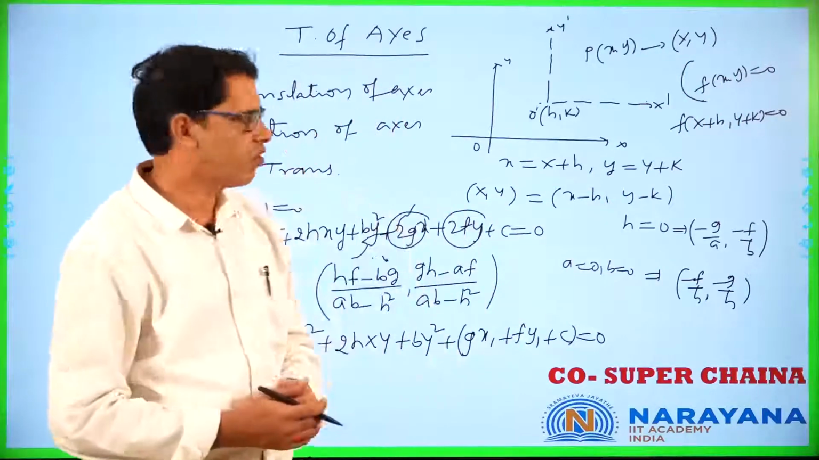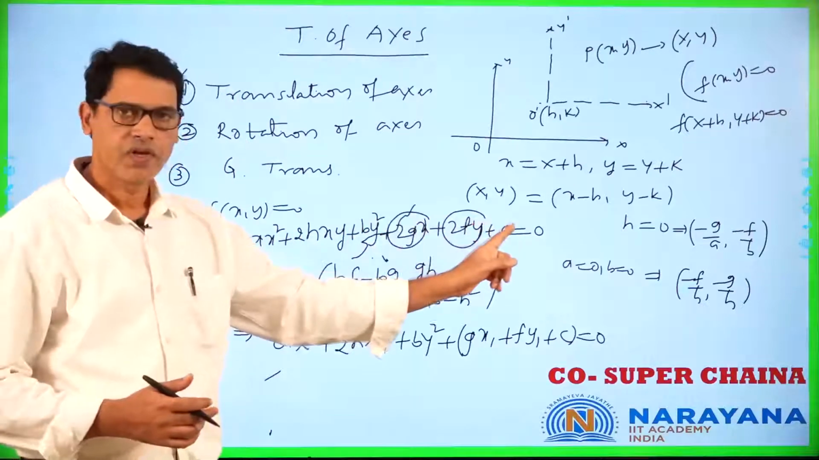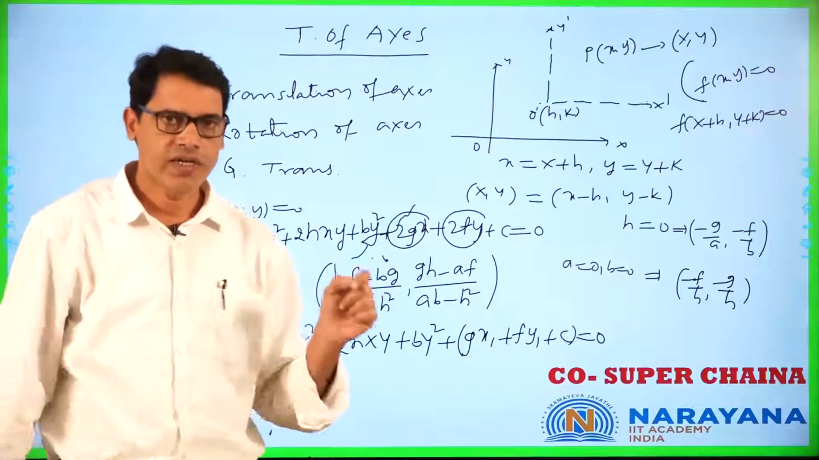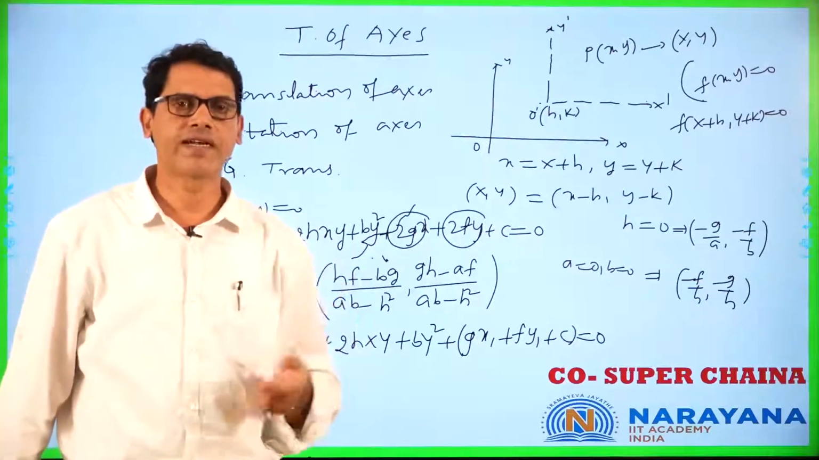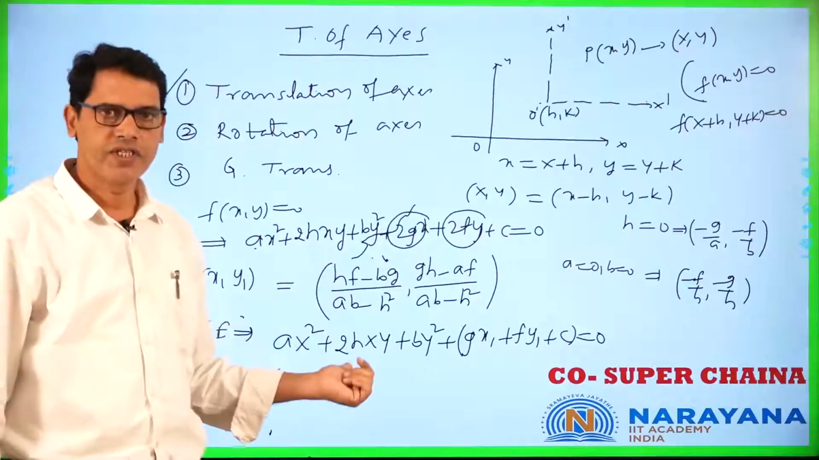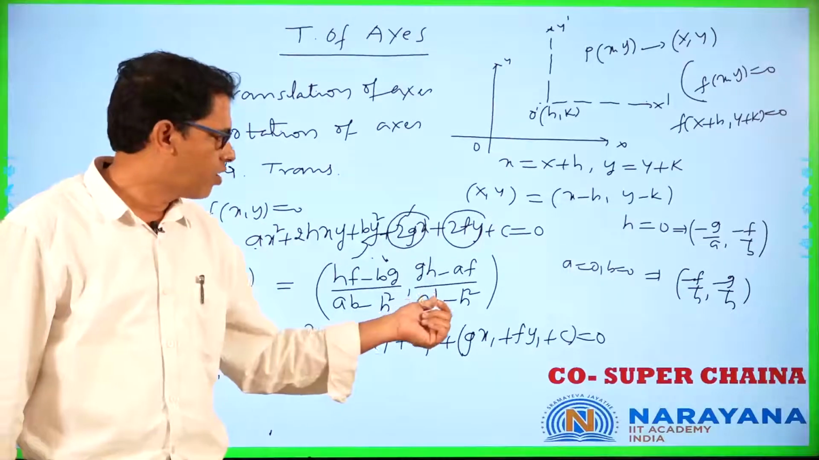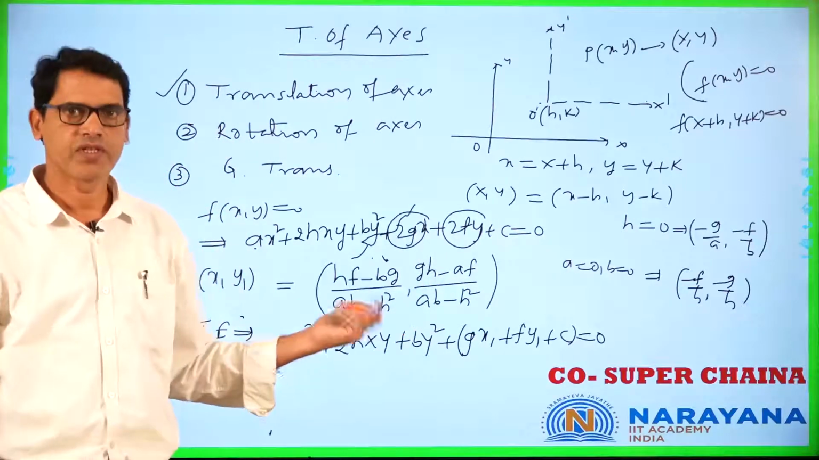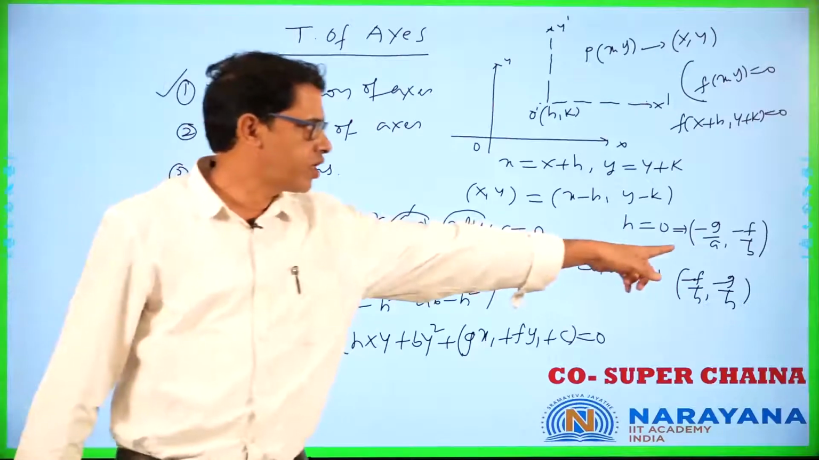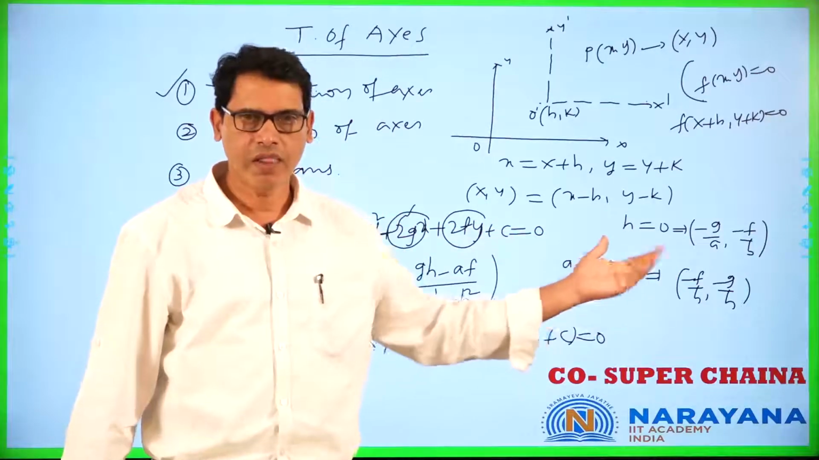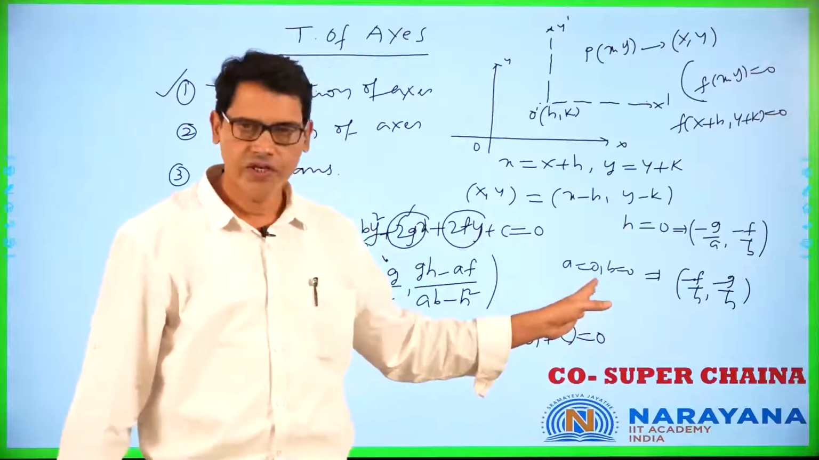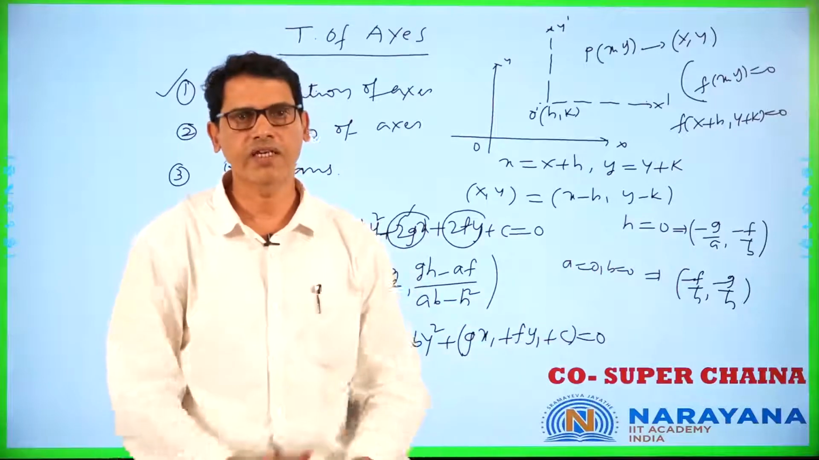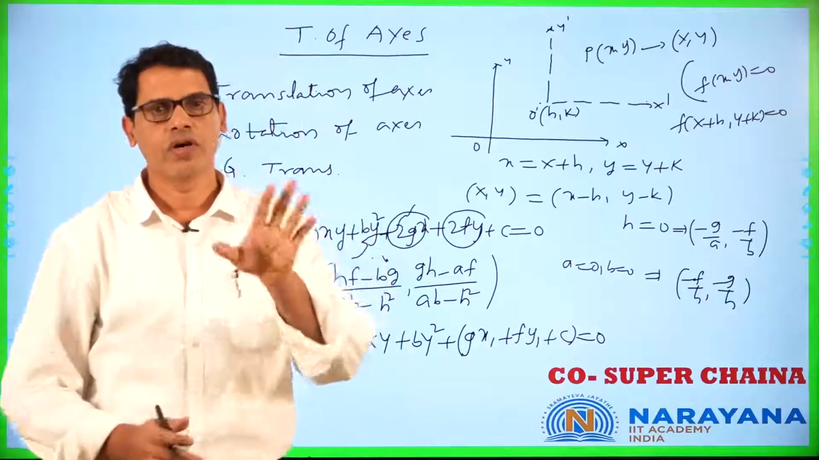Then third point, if this is the equation of the curve, then to eliminate x and y term, what is the translated point? So the translated point is (hf minus bg) by (ab minus h square), comma (gh minus af) by (ab minus h square). Sub cases: if h value is 0, the translated point is minus g by a, minus f by b. If a value is 0 and b value is 0, the translated point is minus f by h, comma minus g by h.